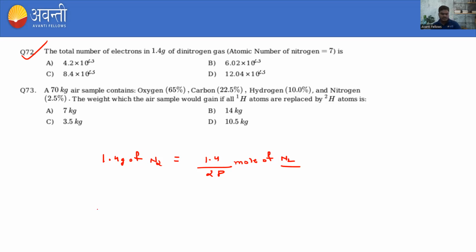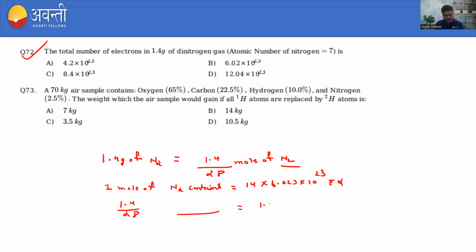So 1 mole of N2 contains 14 into 6.023 into 10 raised to the power 23 electrons. Okay. So you have to calculate for this much mole, 1.4 divided by 28 mole. So this will contain 1.4 by 28 into 14 into 6.023 into 10 raised to the power 23, so this much of electrons. So 1.4 divided by this comes out to be 4.2 into 10 raised to the power 23.